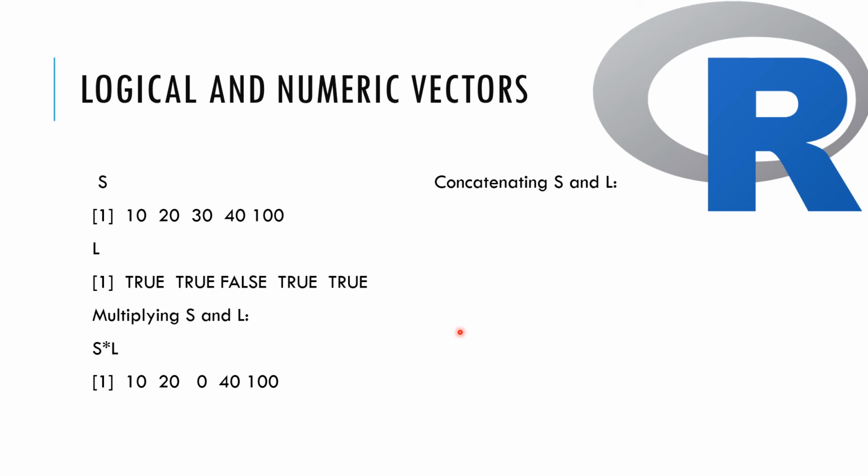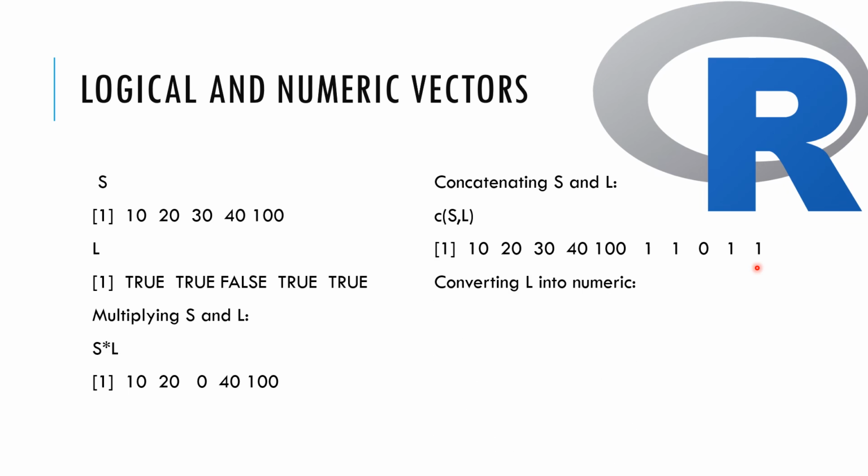Now if you want to concatenate S, your numeric vector, and L, your logical vector, in that case it automatically converts all the logical values in the logical vector into ones and zeros, and this is what has happened here. If you want to just convert a logical vector into a numeric vector, all you need to do is multiply that logical vector by 1, and that's what you get here.